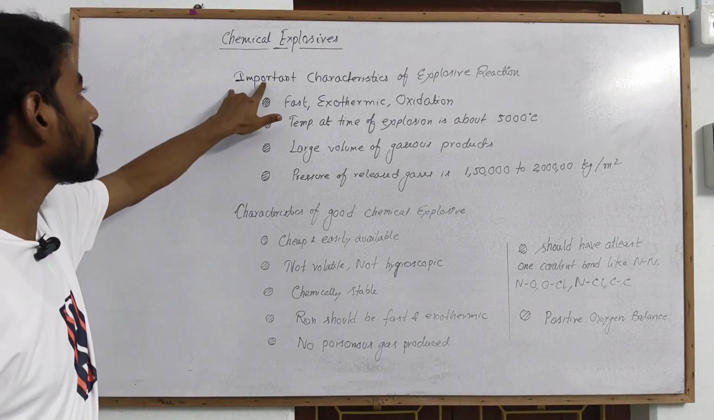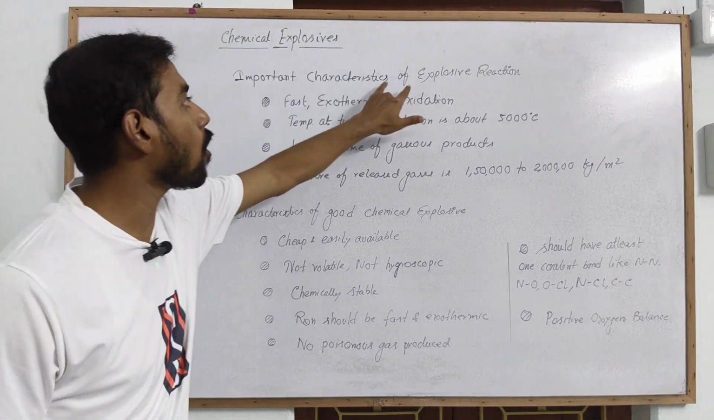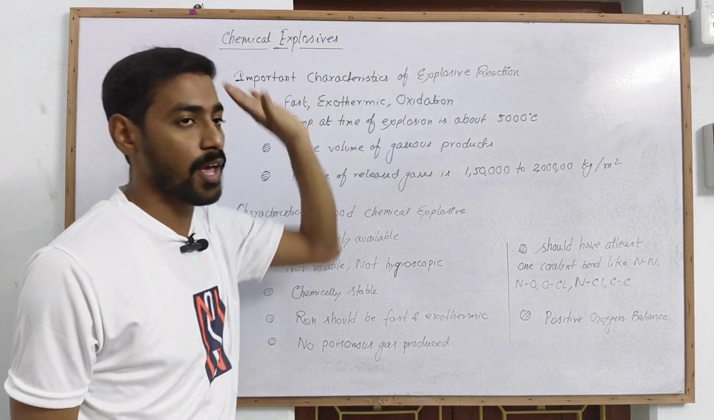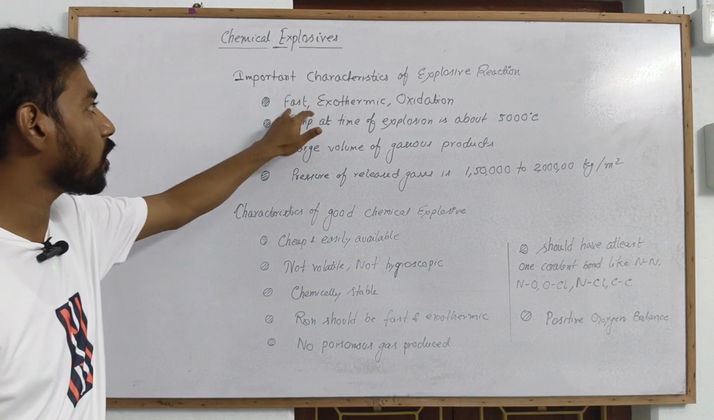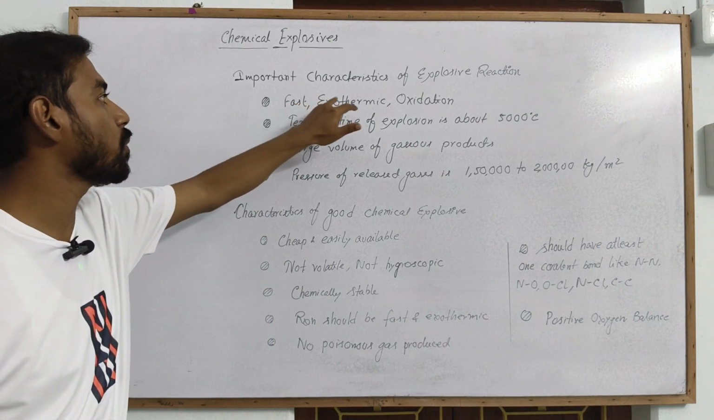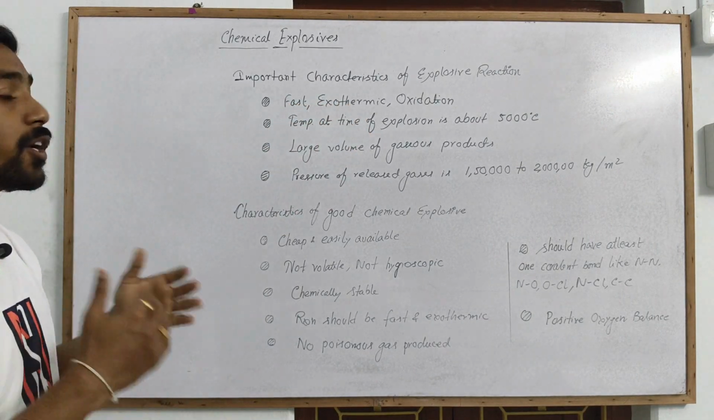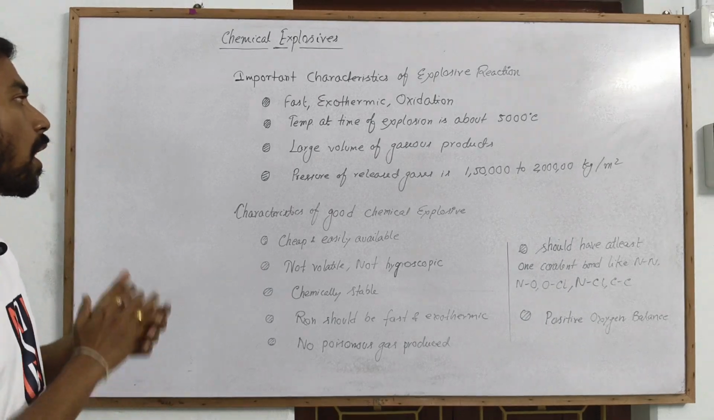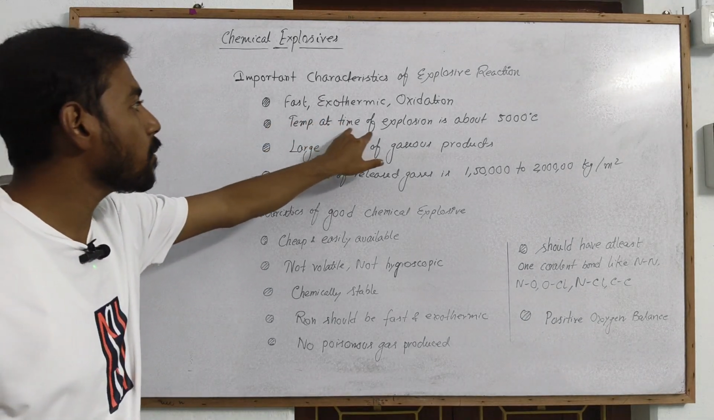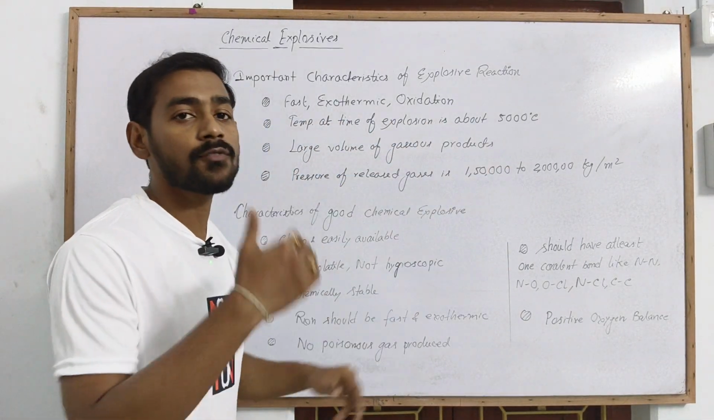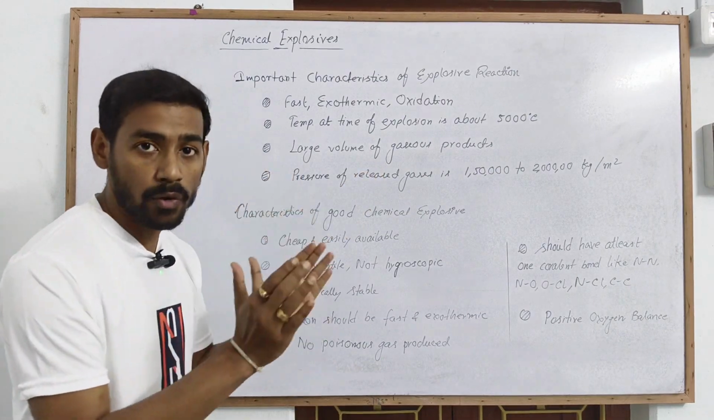Now coming to the point, what are the important characteristics of a chemical explosive reaction? The reaction should be fast, as we have already seen. It should be exothermic and it should be an oxidation reaction. And the temperature at the time of explosion is about 5,000 degrees centigrade for a strong explosion.